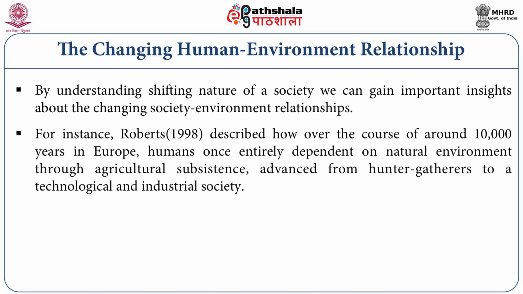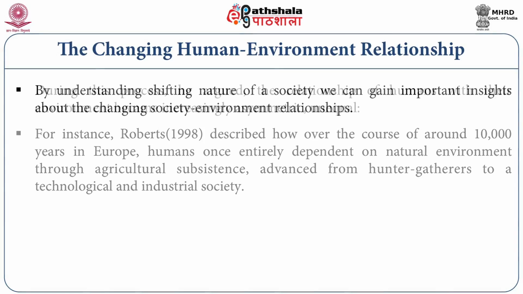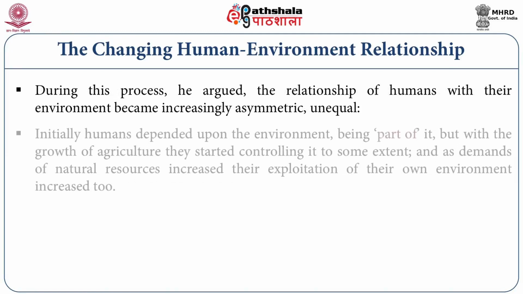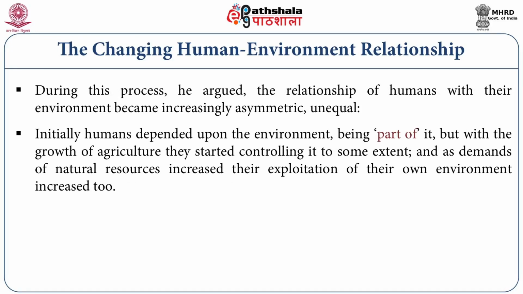For instance, Roberts, in his work in 1998, described how over the course of around 10,000 years in Europe, humans, once entirely dependent on the natural environment through agricultural subsistence, advanced from hunter-gatherer to a technological and industrial society. During this process, he argued, the relationship of humans with their environment became intrinsically asymmetric, unequal. Initially, humans depended upon the environment, being part of it, but with the growth of agriculture, they started controlling it to some extent, and as demands of natural resources increased, their exploitation of their environment increased too.